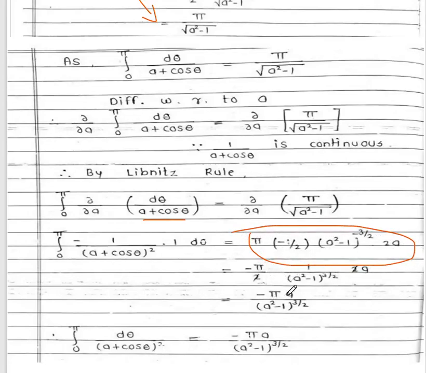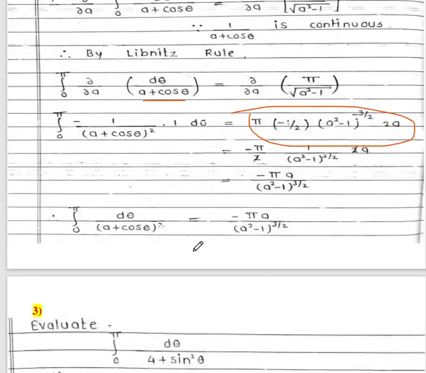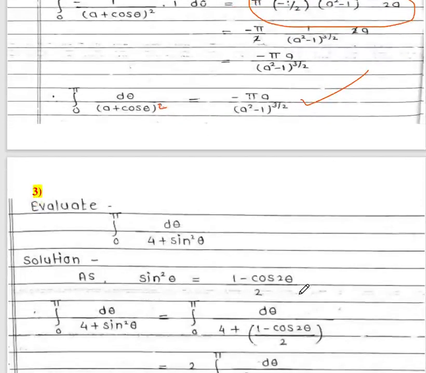Okay. So after calculating, we will get the integral 0 to π dθ upon (a plus cos θ) bracket square equal to minus π a upon (a square minus 1) power 3 by 2, with the minus signs multiplying out. Okay. So this is the value of the integral 0 to π dθ upon (a plus cos θ) bracket square.